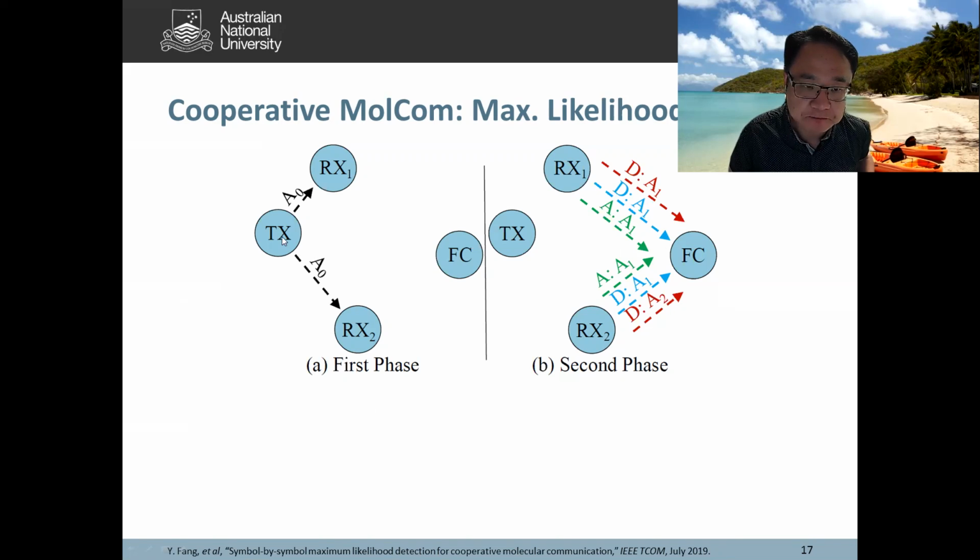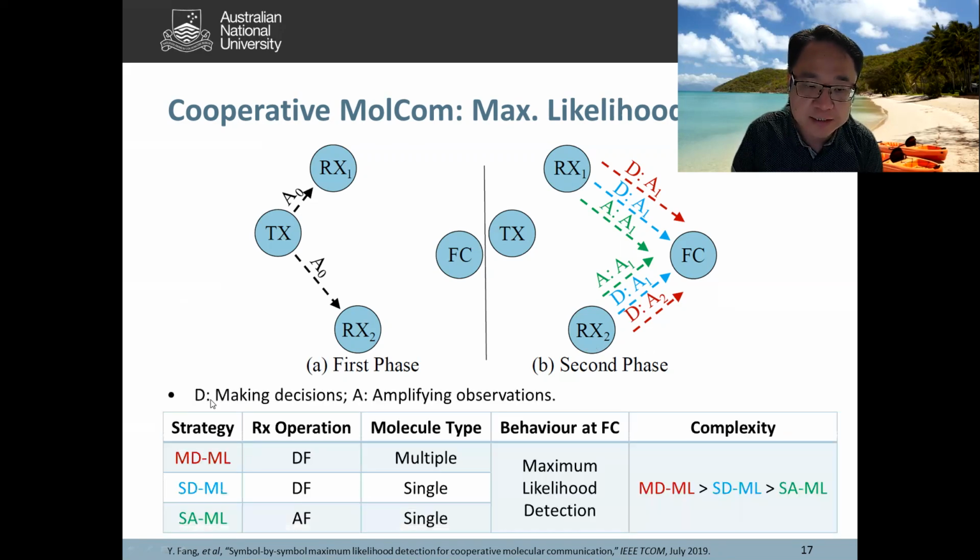In the first phase, the transmitter releases molecules to the receivers, and in the second phase, the receivers release the molecules to the fusion center. But here we can see a more complicated communication process in the second phase. So here, if we use D to denote making decisions, and A denotes amplifying the observations, in this work we can see 3 strategies to facilitate the second phase transmission.